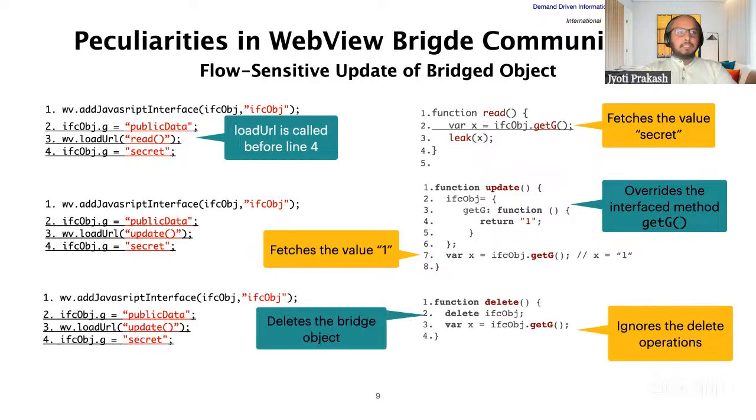And in this last case, what happens if we delete this IFC object, which is also possible in JavaScript? In this case, the Android runtime will simply ignore the delete operation, whereas it is expected that it should delete the bridge object. So these are some of the peculiarities that can happen in WebView communication.